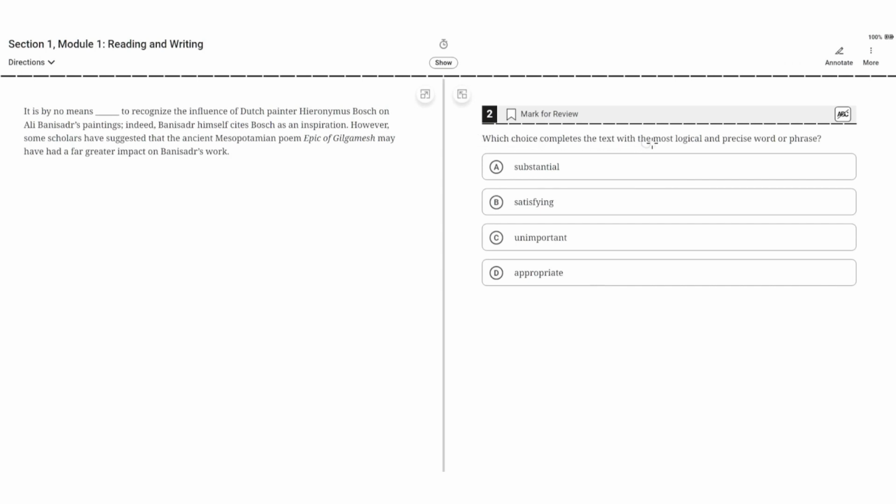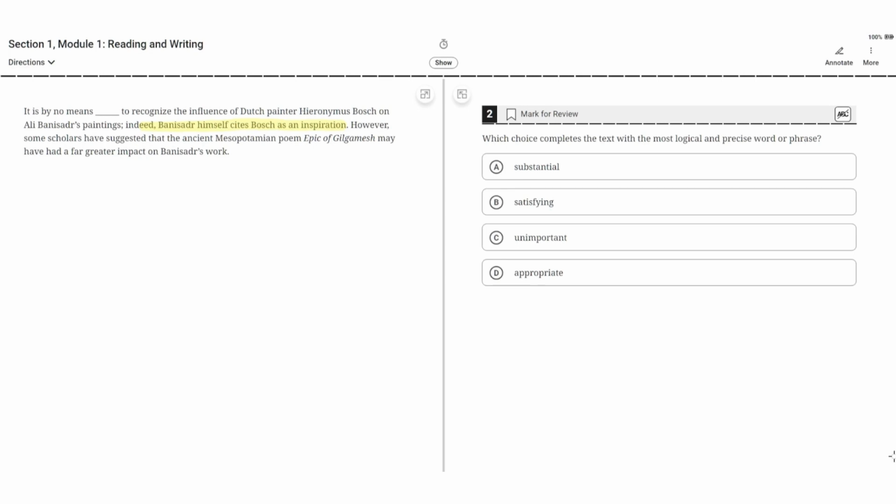Which choice completes the text with the most logical and precise word or phrase? It is by no means blank to recognize the influence of Dutch painter Hieronymus Bosch on Ali Benisadr's paintings. Indeed, Benisadr himself cites Bosch as an inspiration. However, some scholars have suggested that the ancient Mesopotamian work, Epic of Gilgamesh, may have had a far greater impact on Benisadr's work. A, substantial.